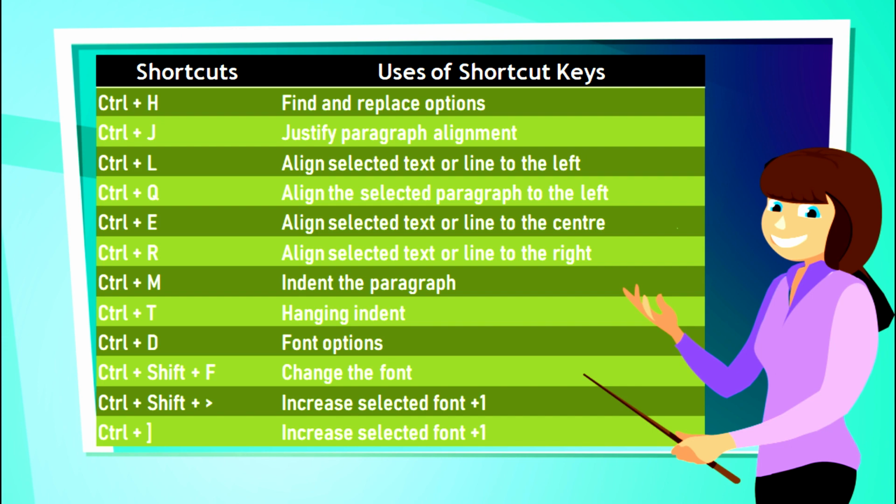Ctrl+J, justify paragraph alignment. Ctrl+L, align selected text or line to the left. Ctrl+Q, align the selected paragraph to the left. Ctrl+E, align selected text or line to the center. Ctrl+R, align selected text or line to the right. Ctrl+M, indent the paragraph. Ctrl+T, hanging indent.